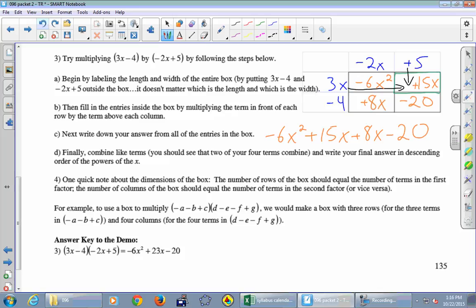Okay, Jack had asked about combining terms on the previous one. It was a great question. We couldn't go any farther. Which terms combine here? The 15x and the 8x gives 23x.